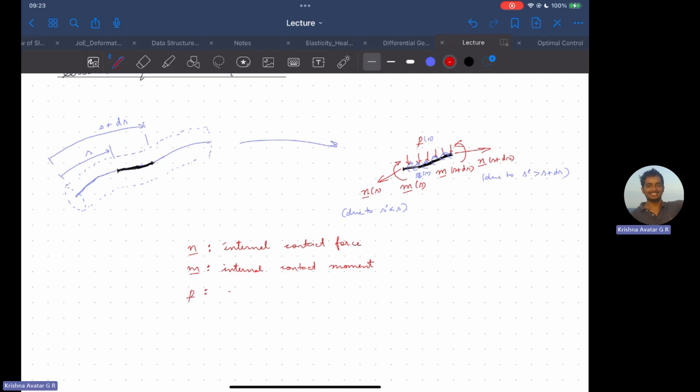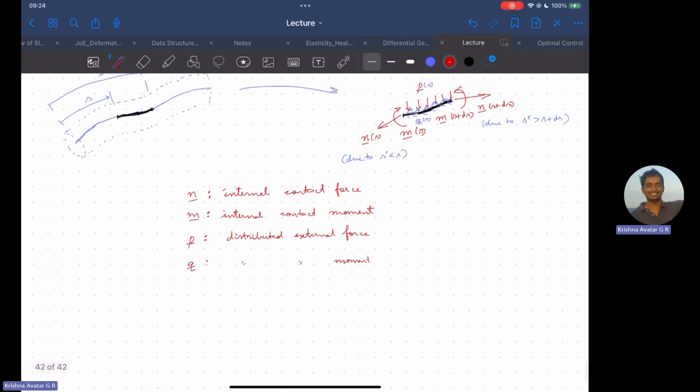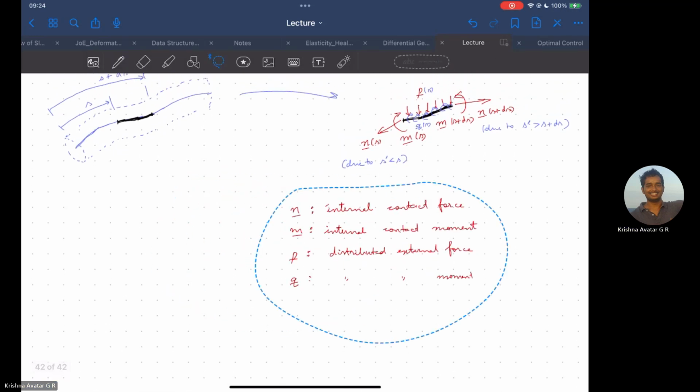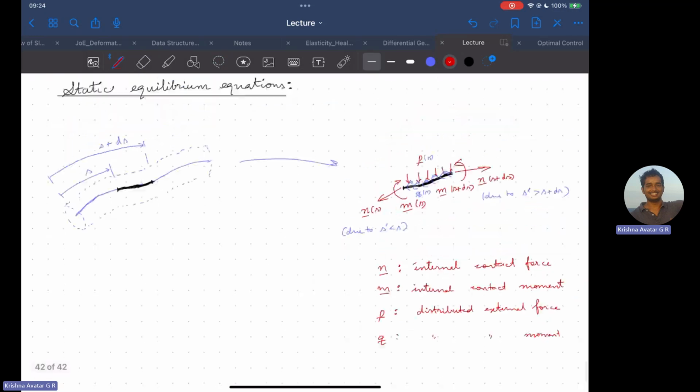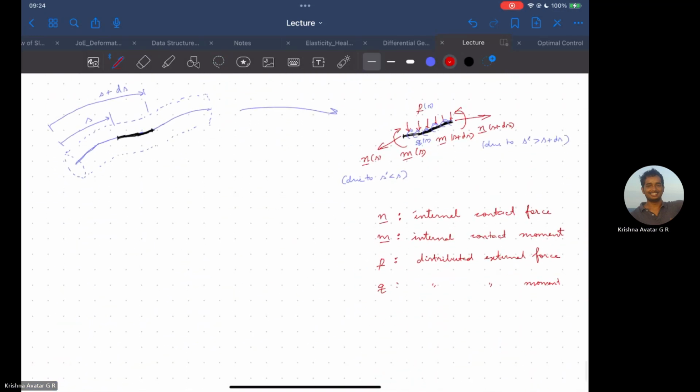And p vector is the distributed load. It's an external load. And q vector is the distributed external moment. This would be force, because load can imply both force and moments, right? So far, so good. Now let's prepare what we call the balance diagrams and the balance equations. So first we'll start with balance of forces.